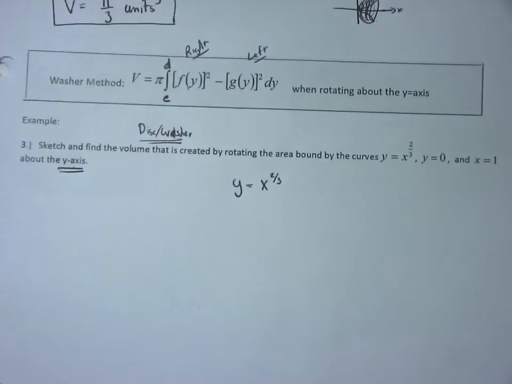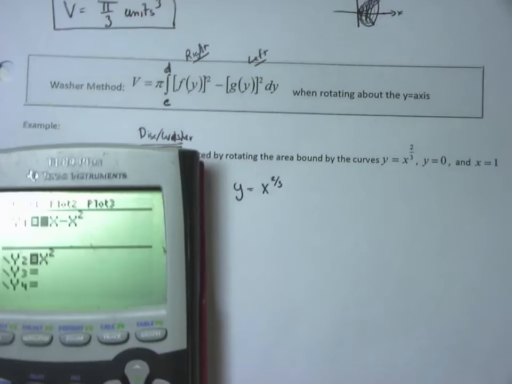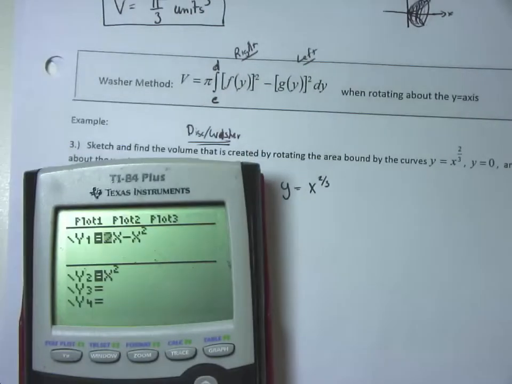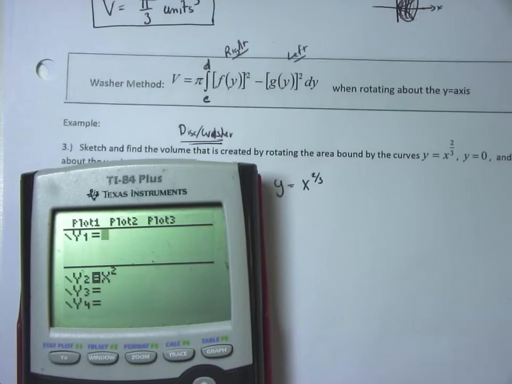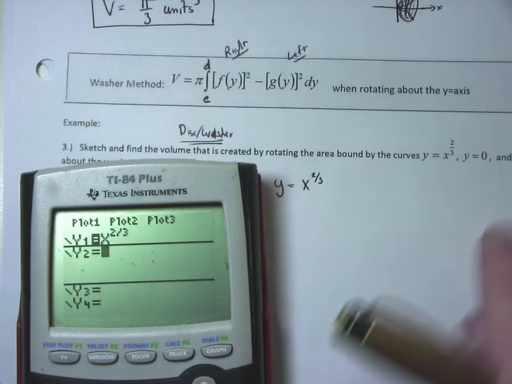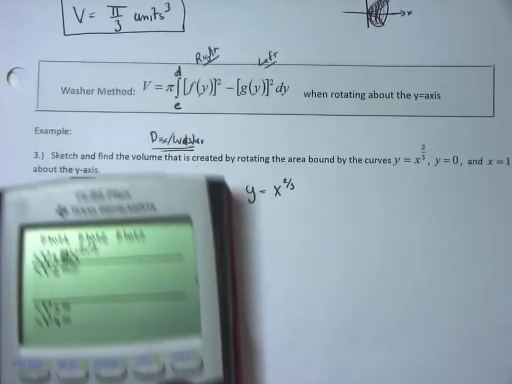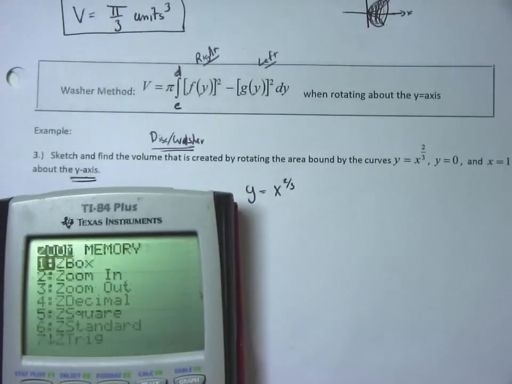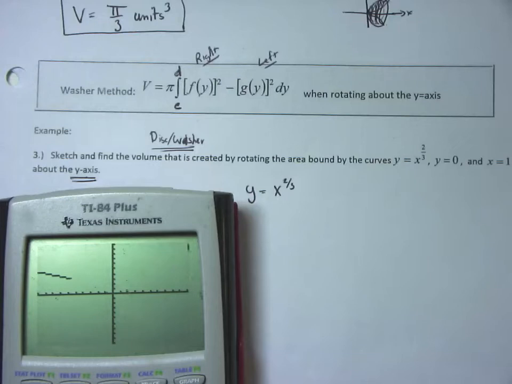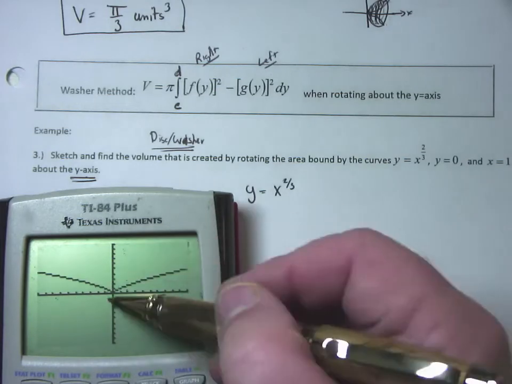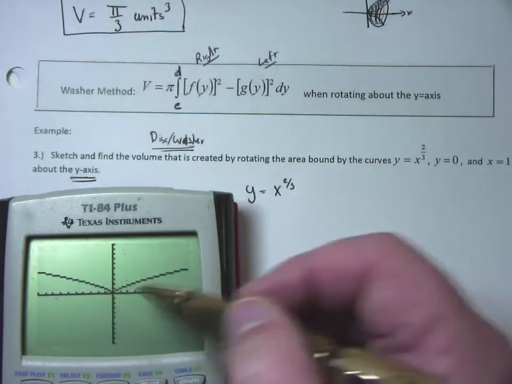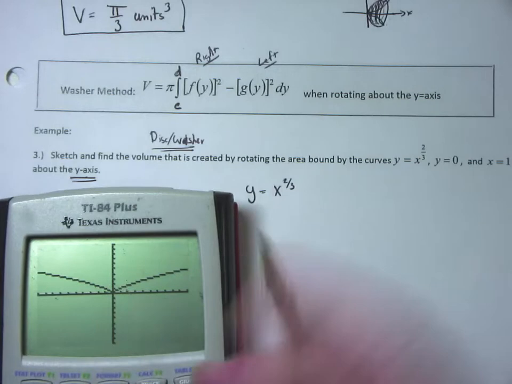Let's go ahead and graph that. Clear out my old function. I have y equals x raised to the 2/3 power. Get rid of this one. I have y equals 0, I don't need to graph that. I have x equals 1, I know what that looks like, and the y-axis. I'm just going to graph this one. Zoom 6. It looks like I'm probably going this way and that way, a square root graph going this way and a square root graph going that way, kind of.